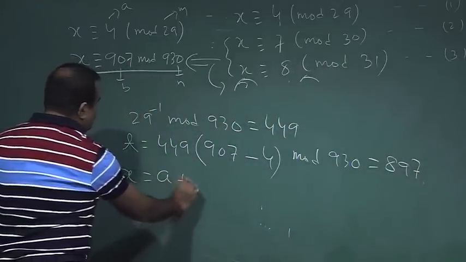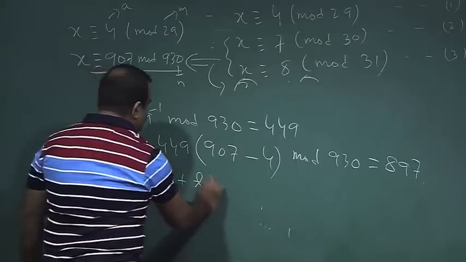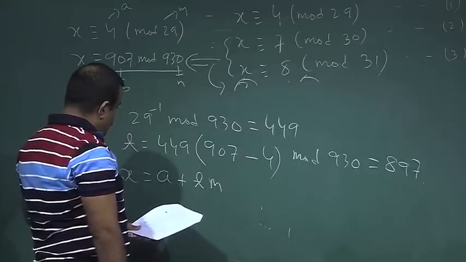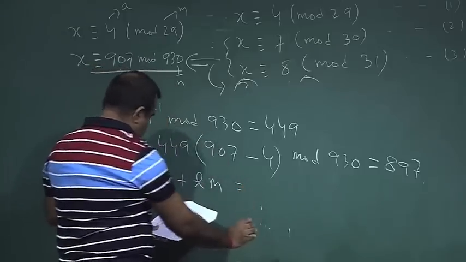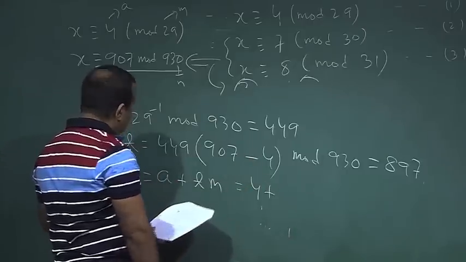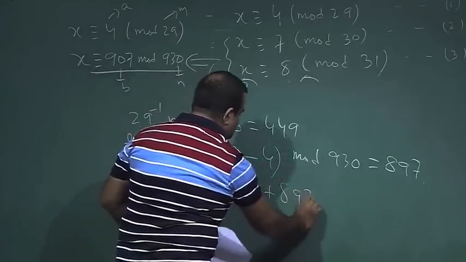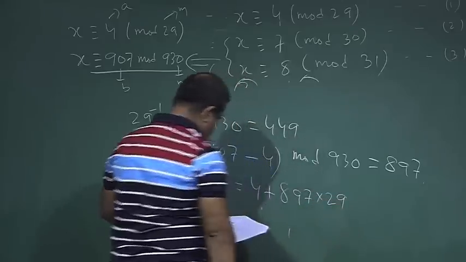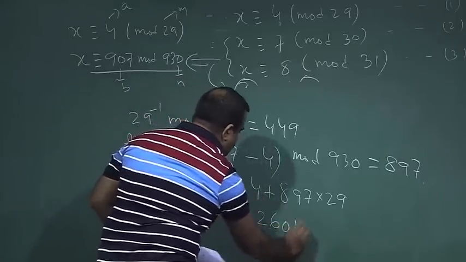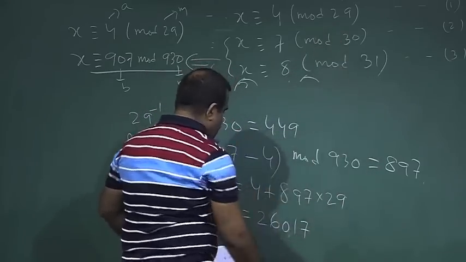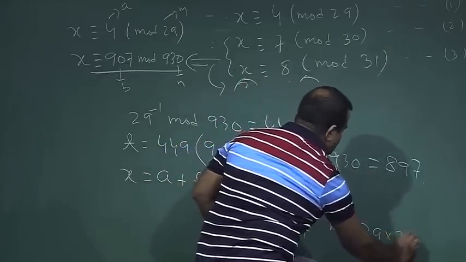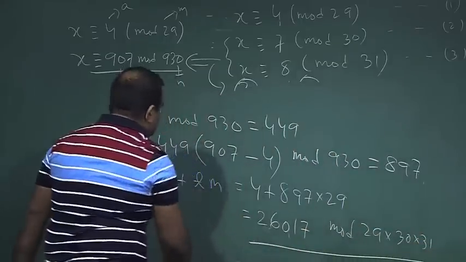So, now x equal to what? x equal to a plus t m mod m into n, these two. So, basically it will be 4 plus, now t we got this and m is this, 897 into 29. So, if we calculate, this will give us 26017 mod this product. So, this is the unique solution we are getting, 29 into 30 into 31. So, this is our x.